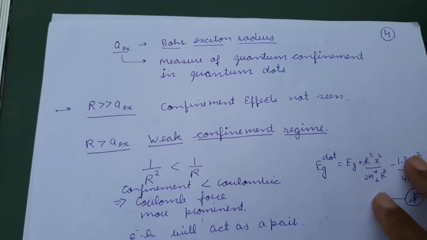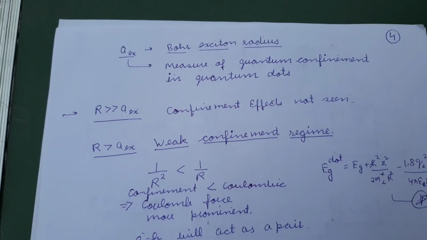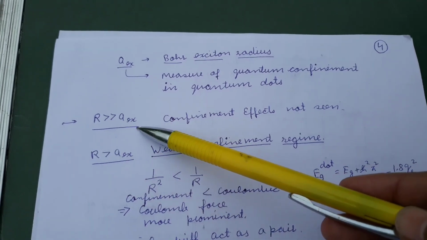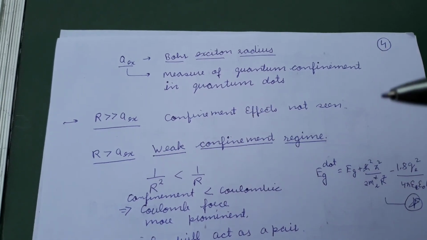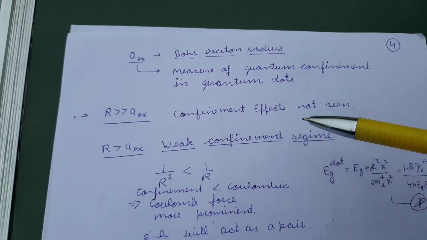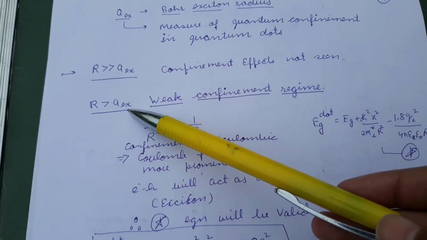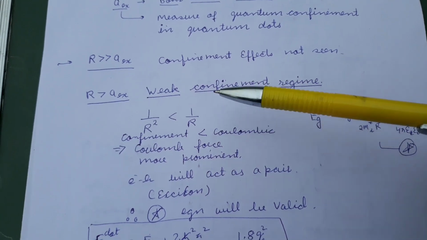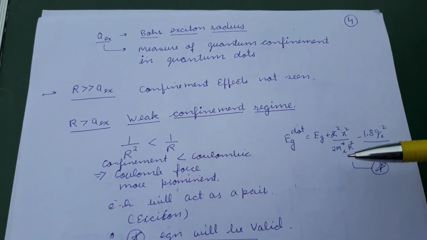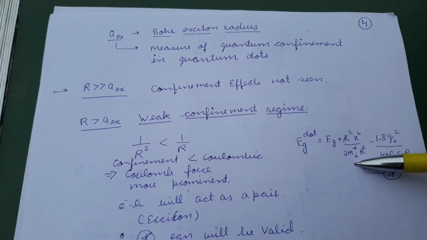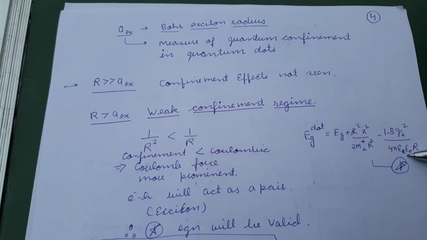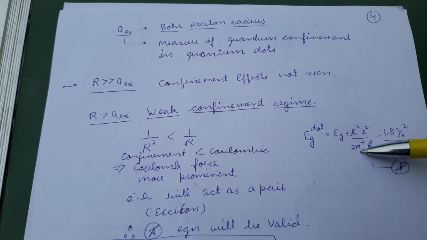You'll see that in many publications they talk about what kind of quantum confinement it is. If the radius of the material is very large compared to the Bohr excitonic radius, we say that there will be no confinement effects or only slight confinement effects. And if it is greater than the excitonic radius, then 1 upon r square will be less than 1 upon r. So the confinement energy will be less as compared to the Coulombic attraction between electron and hole, and therefore the Coulombic term will dominate as compared to the confinement term.